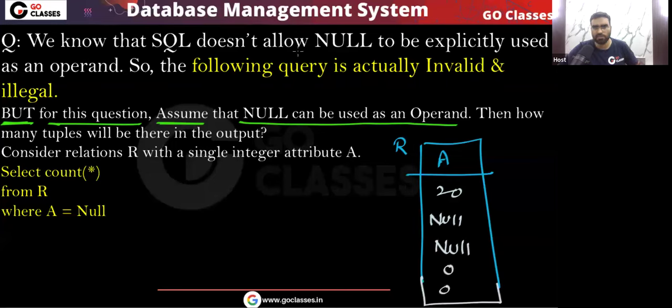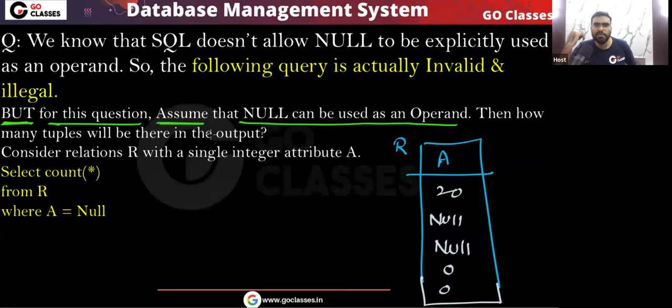Now you tell me, how many tuples will be there in the output? Assume this query is valid, just for this question. Actually, this query is invalid. You already know this query is illegal. But for this question, assume that this query is fine. Now you tell me, what will be the answer?